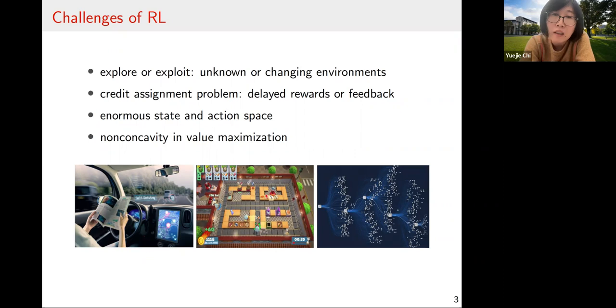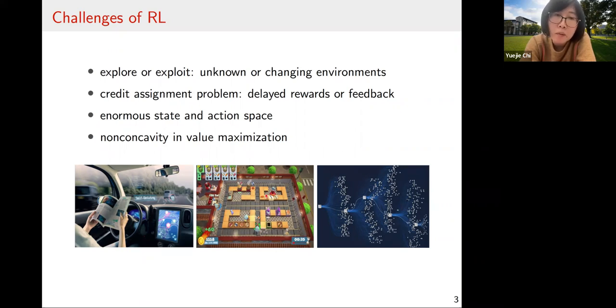There is also an issue called the credit assignment problem. This is because in a lot of these problems, the agent is actually interested in maximizing the total long-term rewards, but not just the immediate rewards. And in a lot of real problems, the reward we're receiving from the environment typically is delayed. So it is actually quite challenging to figure out what is the right action to take due to this kind of delayed rewards or feedback.